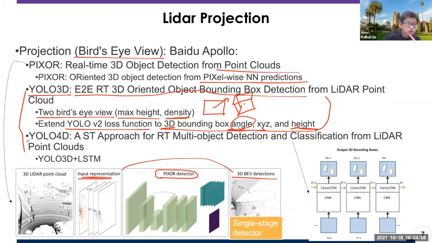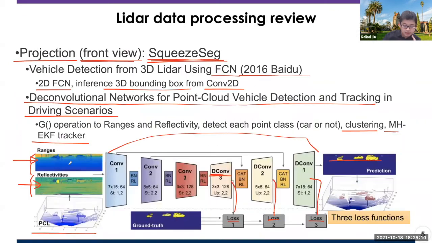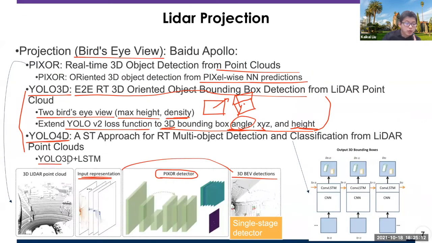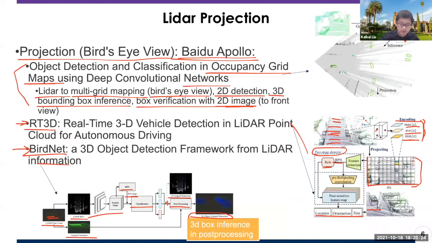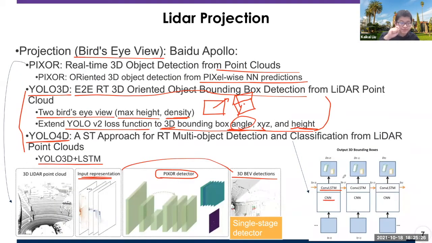Another solution is called YOLO 4D. In YOLO 4D, the other dimension is time. They're not using a single frame; they utilize multiple frames. Basically, it's YOLO 3D plus tracking. For the tracking they use LSTM. The architecture is like this: every frame goes to a CNN, then they have a convolutional LSTM to do the tracking process, where they utilize multiple frames and the timing information. That's why it is called YOLO 4D.